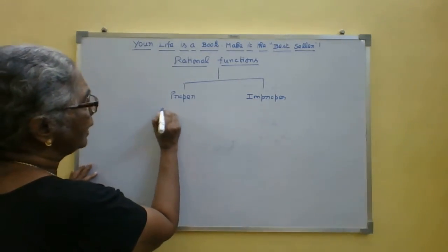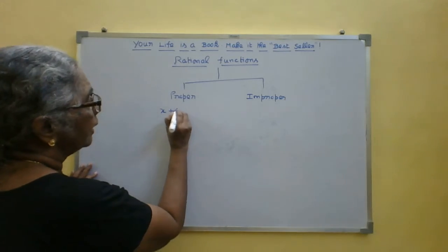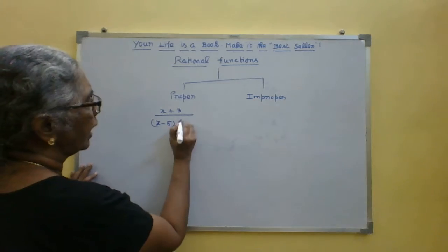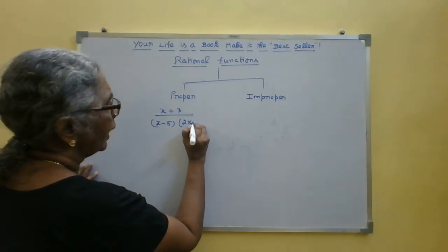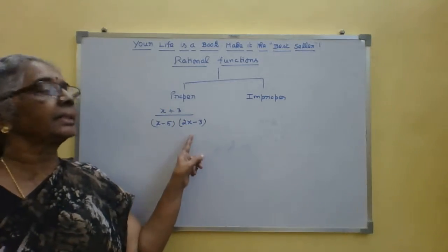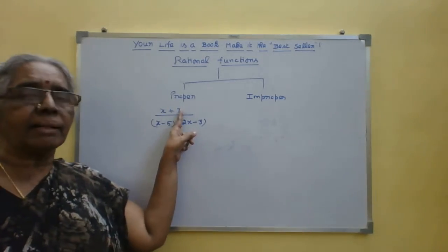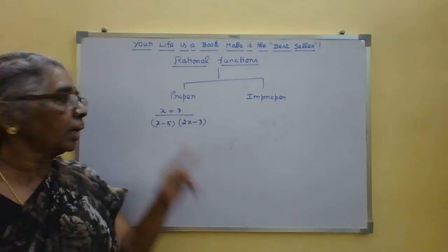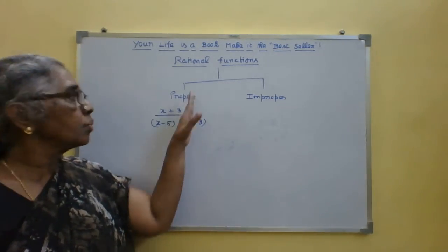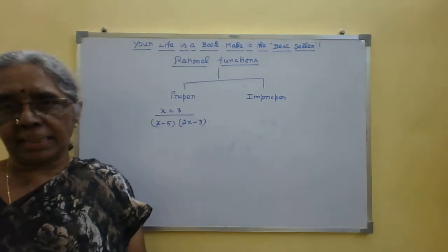For a proper rational function, you can consider (x + 3) by (x - 5)(2x - 3). Now, if you consider this rational function, the numerator is linear, it is of degree 1. The denominator consists of two linear factors, so the degree is 2. So, this is one example of proper rational function.